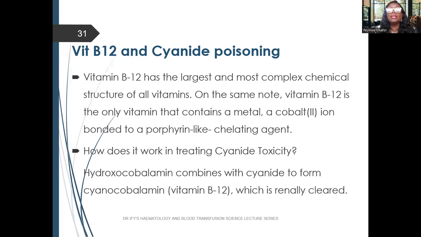Hydroxycobalamin combines with cyanide to form cyanocobalamin, which is renally cleared. So in cyanide poisoning, one of the things used in treatment is vitamin B12, because it contains that cobalt atom, which combines with the cyanide to form cyanocobalamin, which can be renally cleared. So in cyanide poisoning, B12 is very important. Hydroxycobalamin, when given as a supplement, combines with cyanide that the individual has taken to form cyanocobalamin, which is renally cleared.